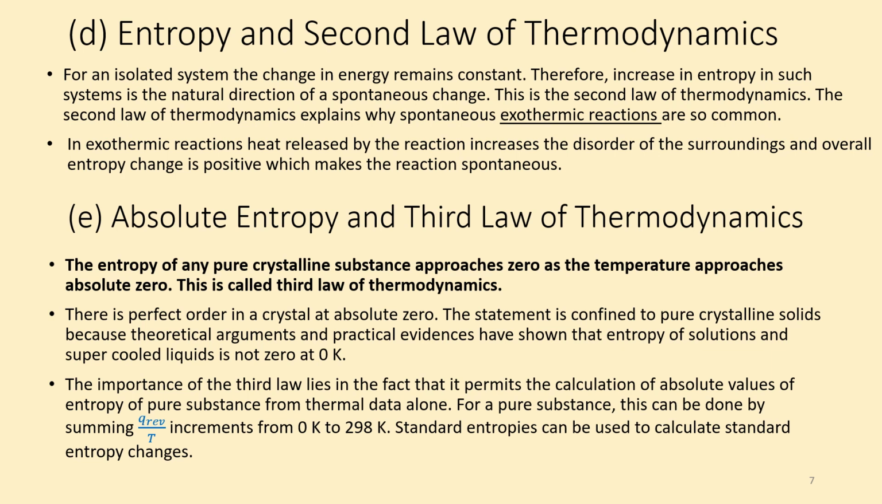The importance of the third law of thermodynamics lies in the fact that it permits the calculation of the absolute values of entropy of a pure substance from thermal data alone. For a pure substance, this can be done by summing q reversible divided by T increments from 0 to 298 Kelvin. Standard entropies can be used to calculate standard entropy changes.